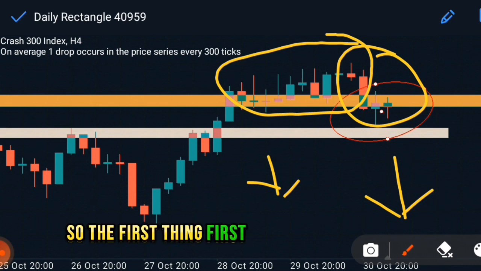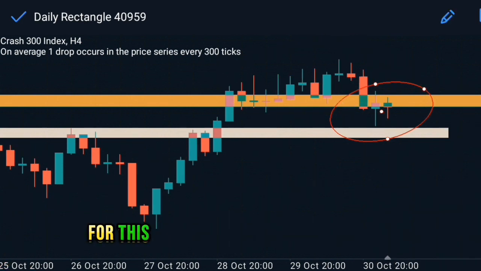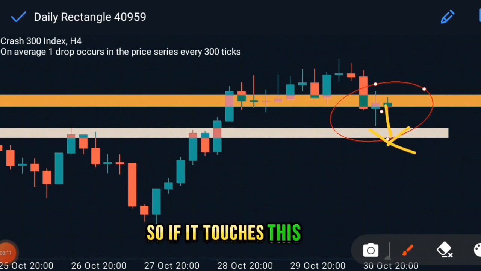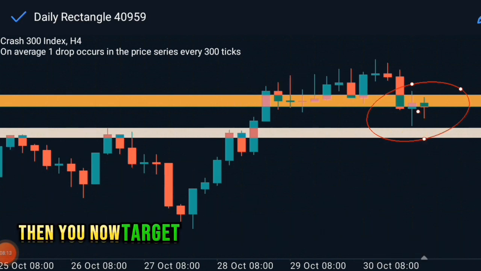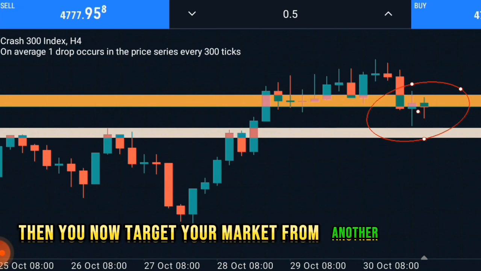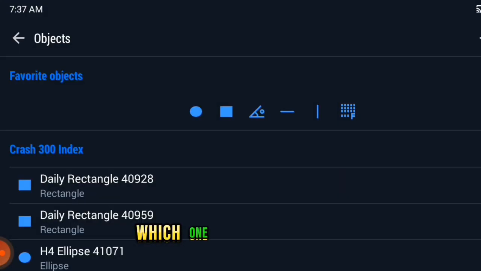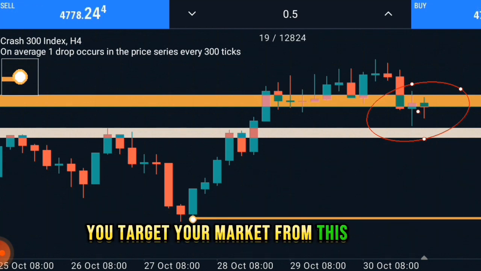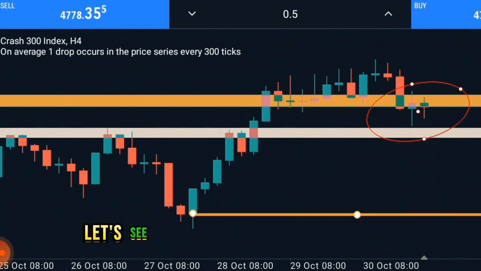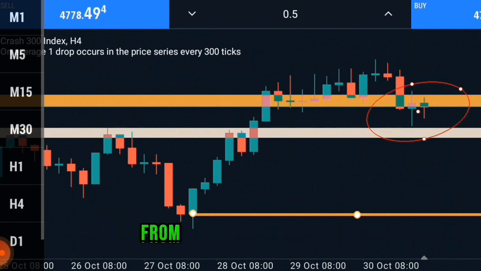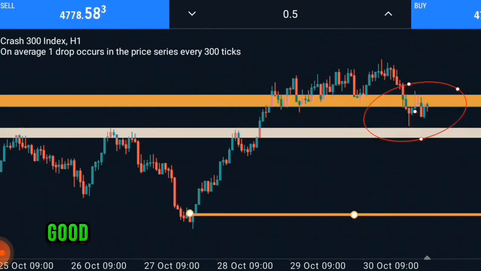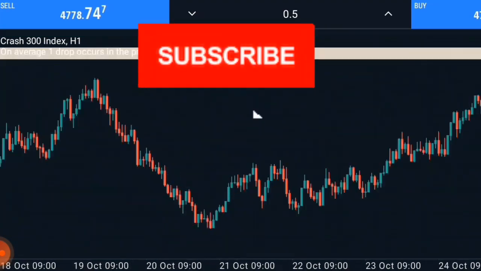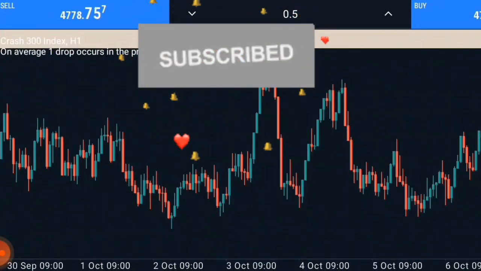So the first thing is that you must wait for the market to touch this line first. If it touches this line, then you will target your market from another direction. What direction is that? You target your market from this place. Let's see how possible this is going to be from the 1 hour time frame. Good. The market is becoming clearer. Let me minimize this.